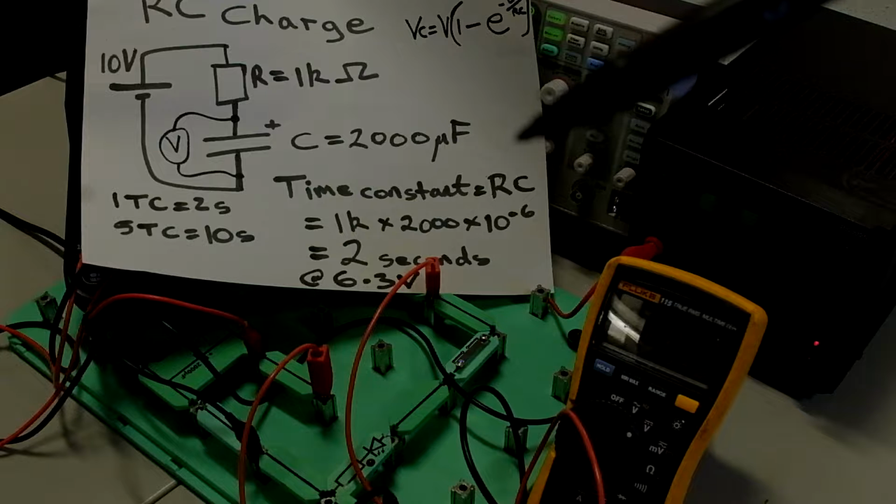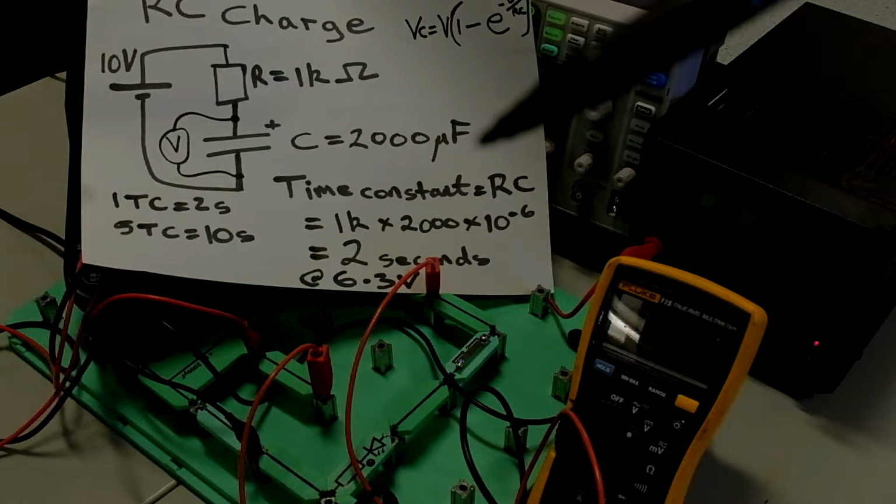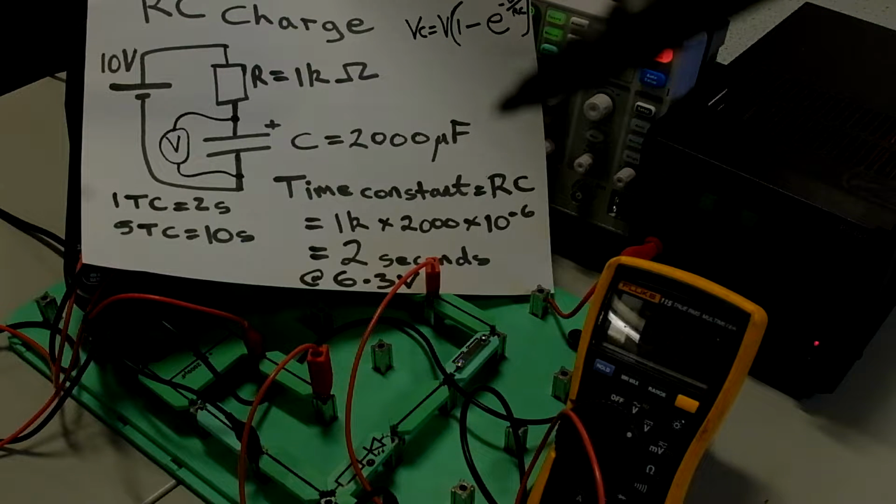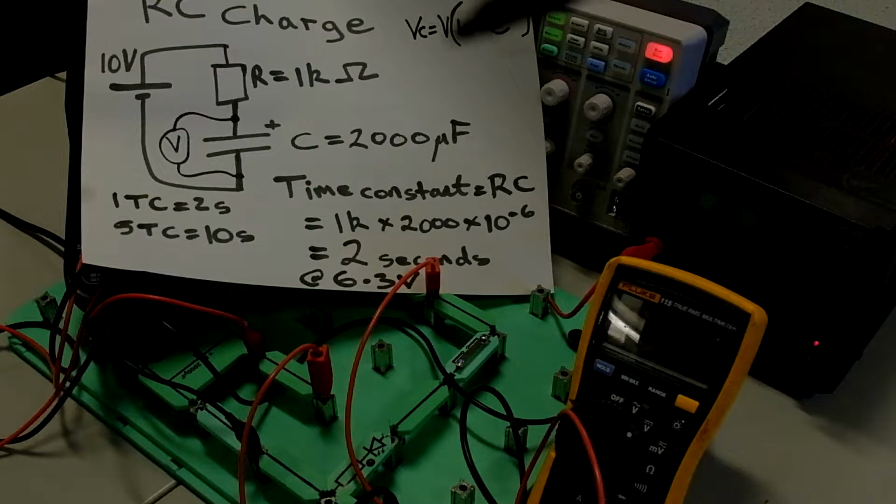RC is a time constant. It should take us from 0 volts to 6.3 volts. That charge cycle should take 2 seconds. It should take 5 time constants to get to 99% of the supply voltage, which is 10 volts. And we want to see by experiment whether we can verify this mathematical equation.